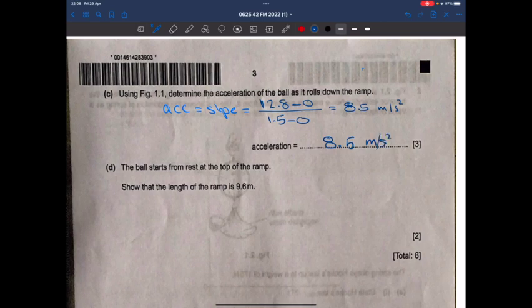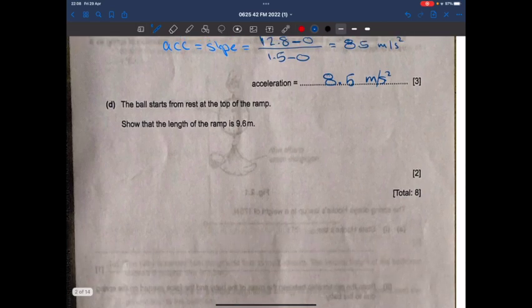That was the acceleration. The last part in the question: the ball starts from rest at the top of the ramp, show that the length of the ramp is 9.6 meters. That's great. We can use the equations of motion because we have many things. Remember, writing below the marks here couldn't be seen by the examiner when he corrects your paper, so please stick with the area provided for the answer. We have the acceleration and the time, which we can get from the graph, and also the initial speed, which is 0. It's just mentioned. So we have all the information that allows us to use the equations of motion.